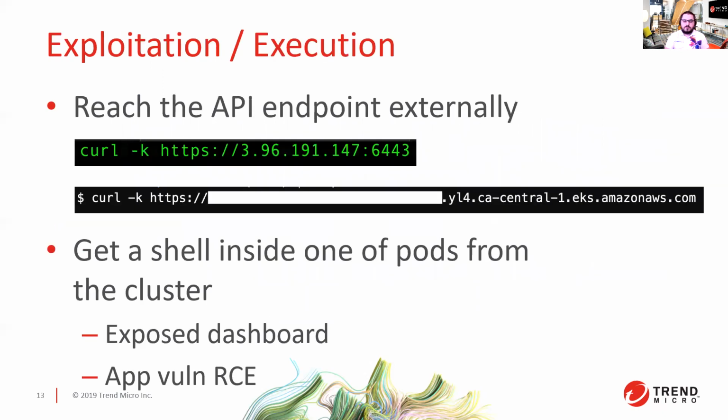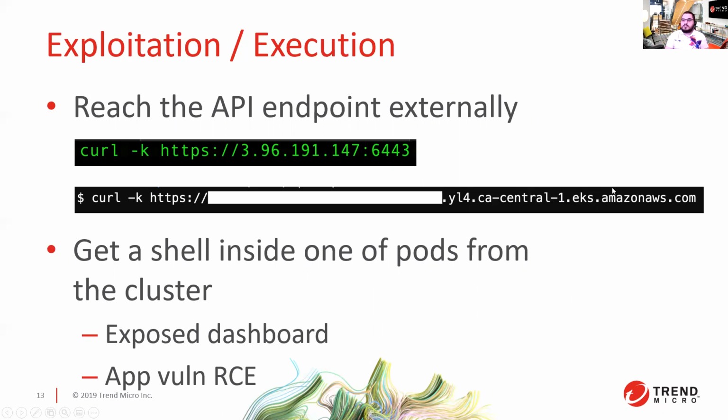Okay, so I'm able to reach the API endpoint externally. Here are some examples. By default, on an unmanaged cluster, Kubernetes uses port 6443 for the API server, and on managed services, sometimes it's port 443 by default, right? And you can see here by the URL that that's using EKS on Amazon AWS on the second URL, right?